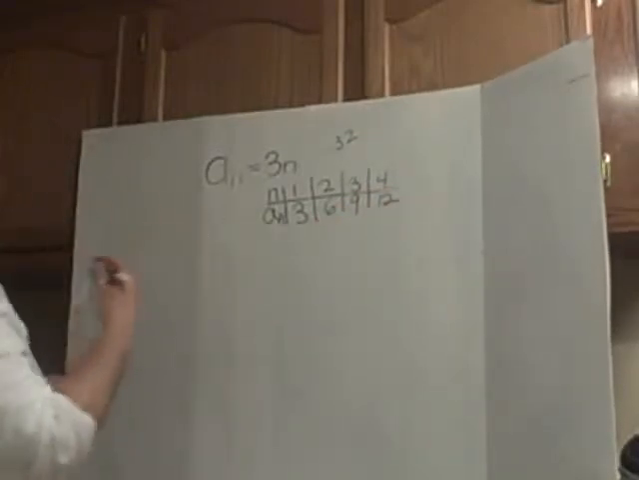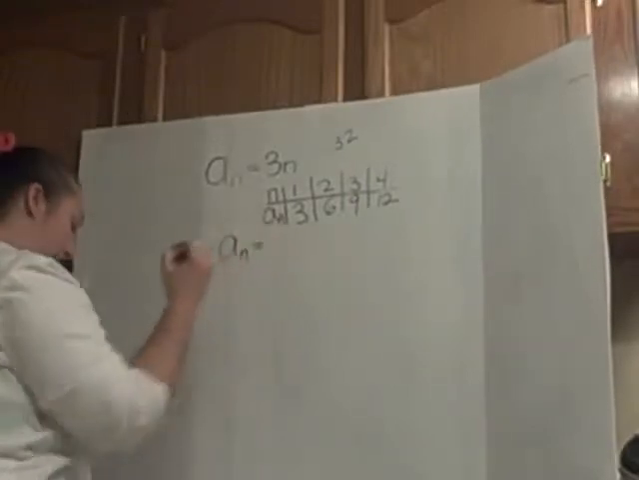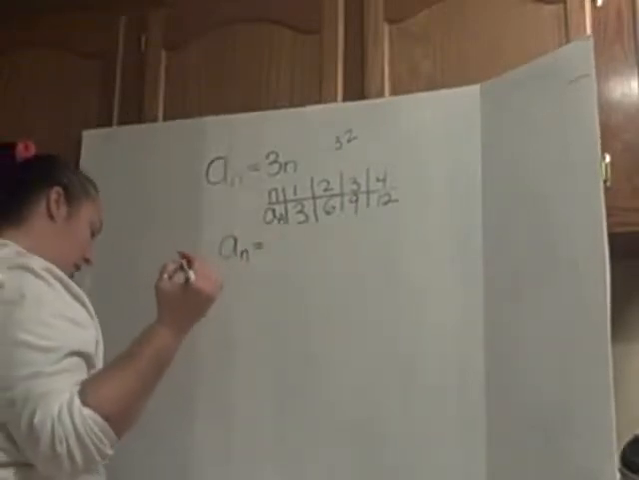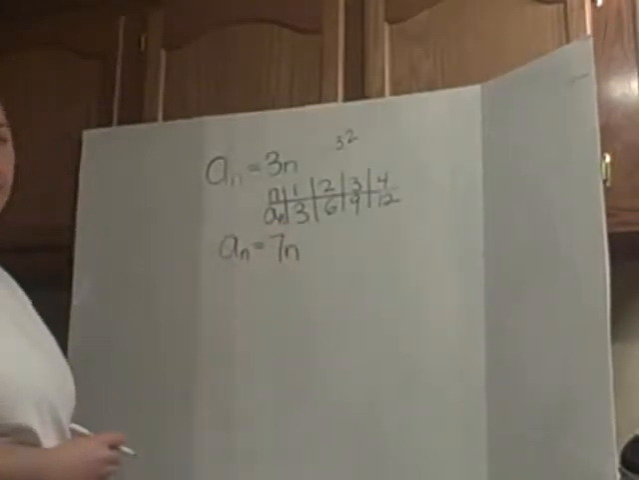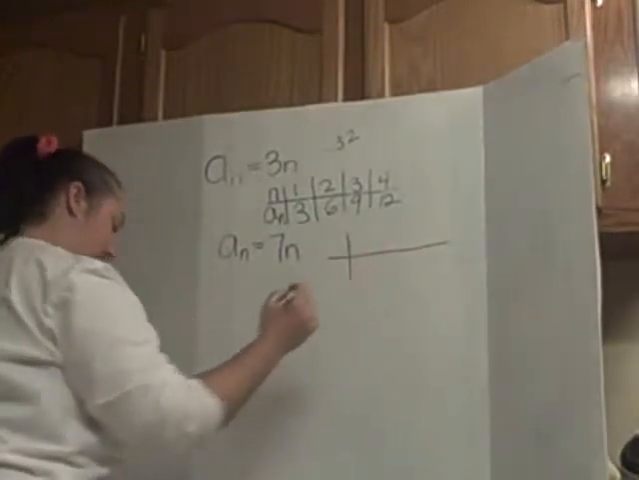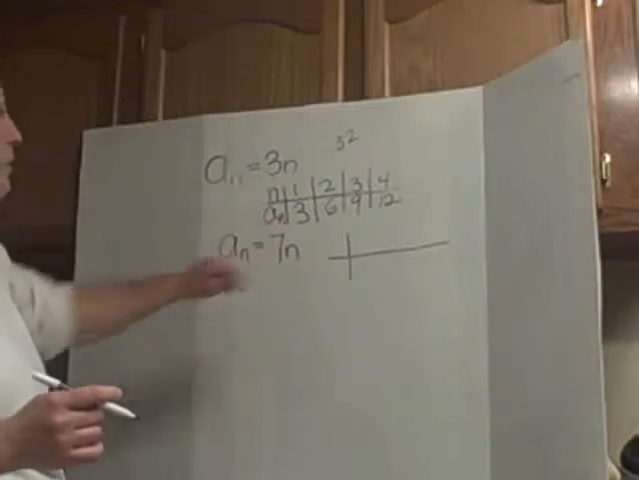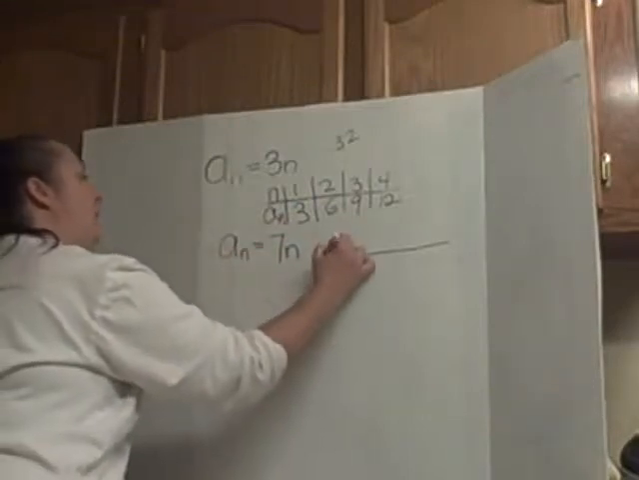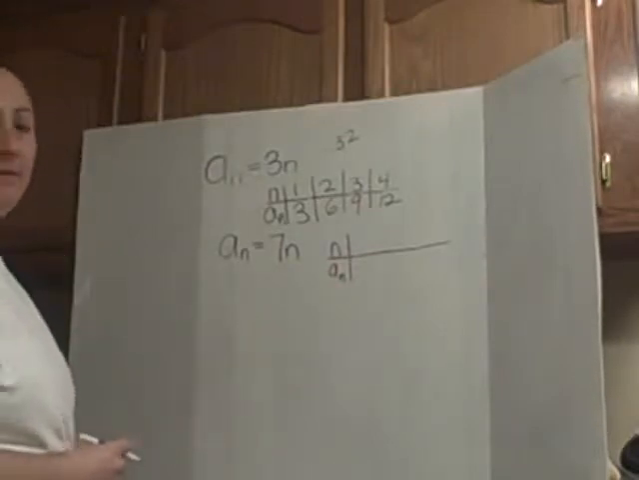Let's take a look at another very easy sequence. A sub n equals 7n. So what we would do if we were creating a sequence using this rule, the n would go here, the A sub n would go there.